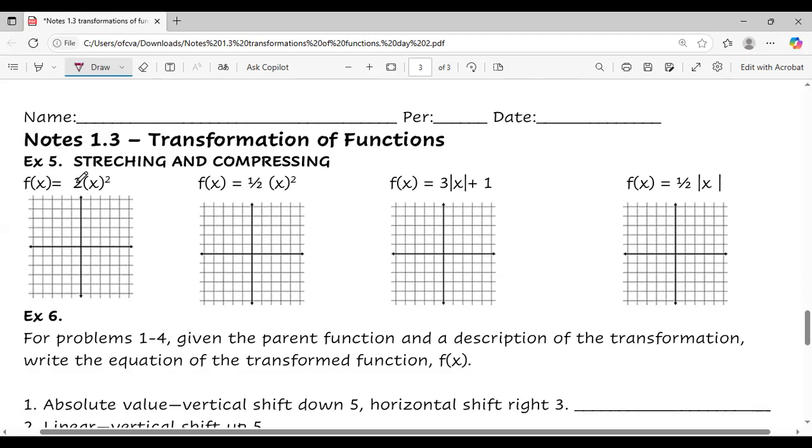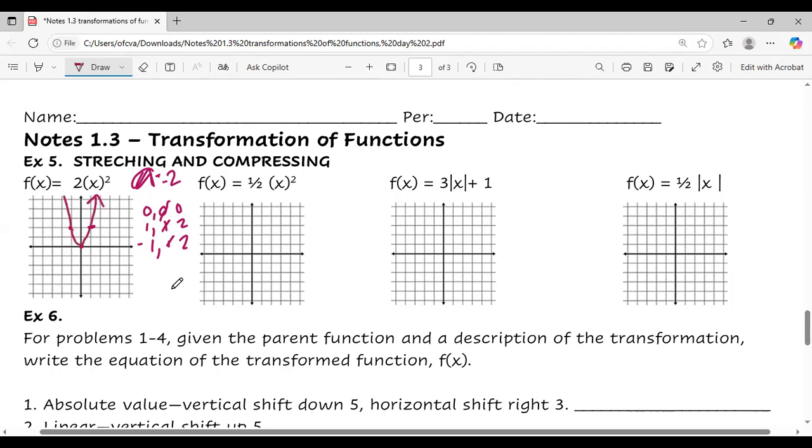So these are v's. So this one right here, we kind of did this one already up there, but your a value is 2, right? So think of your parent graph, the points that your parent graph goes through: 0, 0, 1, 1, negative 1, comma 1. A stretch by 2 is going to multiply all of your y values by 2. So if you multiply 0 by 2, you get 0. If you multiply 1 by 2, you get 2. And again, 1 by 2, you get 2. So now your new points are multiplied by 2 for the y: 0, comma 0, 1, comma 2, negative 1, comma 2.